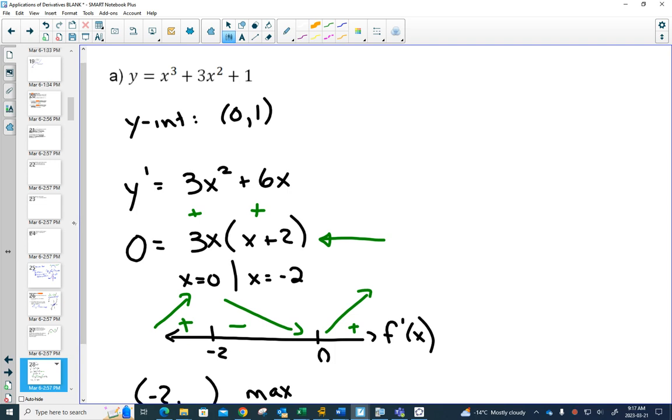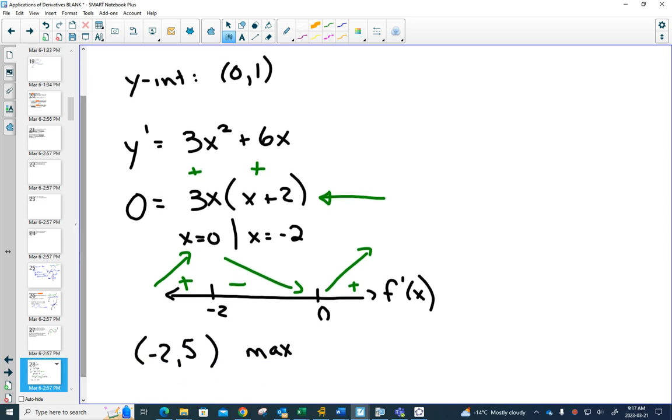You have to plug that value into your original equation. -8 plus 12 plus 1, we would have the point -2 comma 5. And for our minimum at 0 comma something, we've already figured out that that was our y-intercept, that would be our minimum.